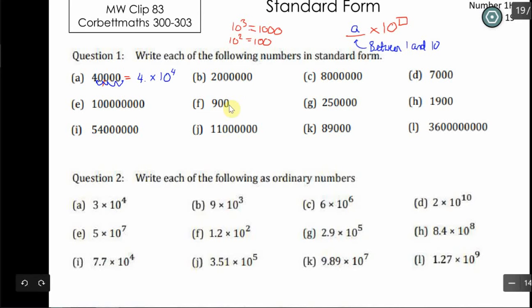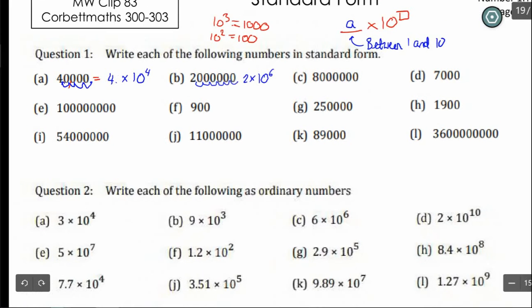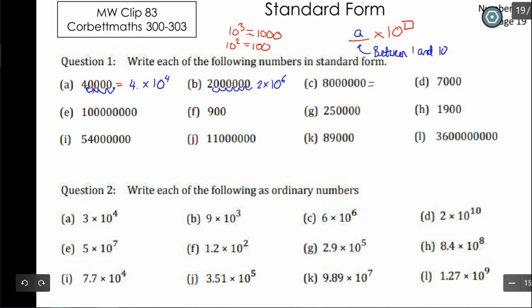On B, the digit I'm going to use is 2, and I need to move the decimal point. Oops, zoom in a bit. 1, 2, 3, 4, 5, 6 times. 2 times 10 to the power of 6. Part C is going to be 8 times 10 to the power of 6. Okay, and you get quicker at doing this the more you do. D will be 7 times 10 to the power of 3. And the more of these you do, the more you sort of spot shortcuts and things.